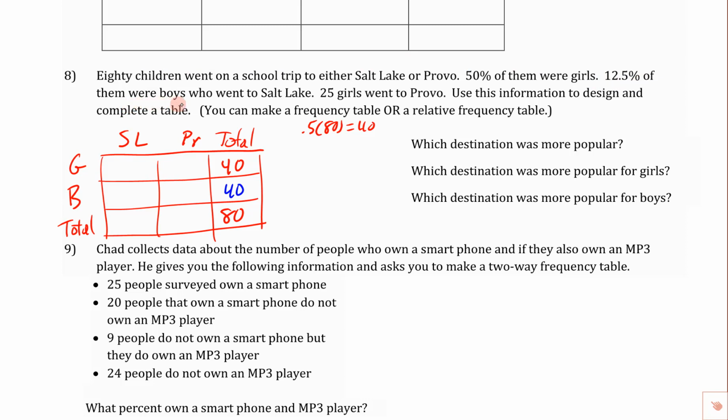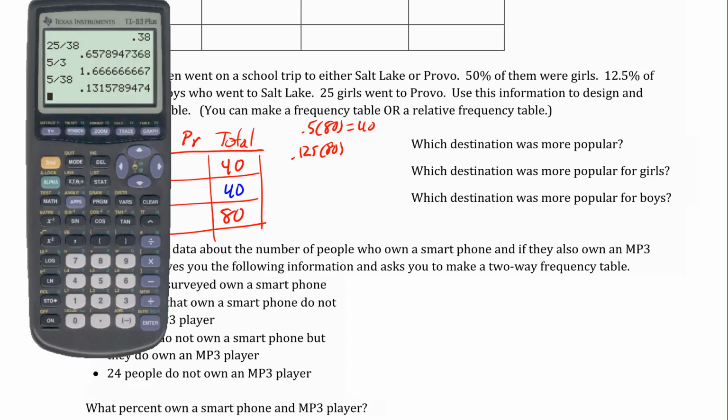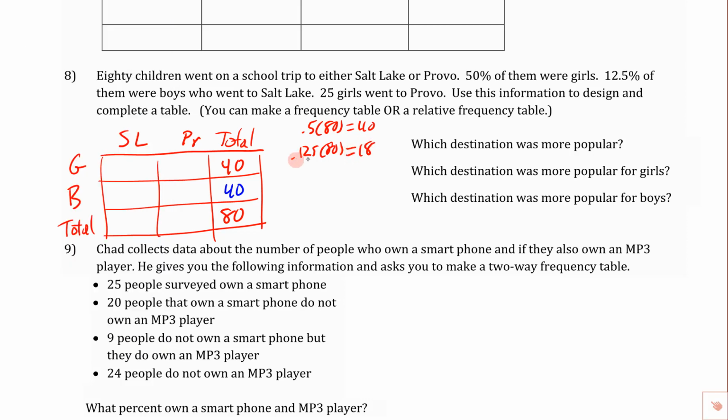12.5% of them were boys who went to Salt Lake City. Okay, 12.5%. I'm going to move the decimal over, so this is going to be 0.125 times 80. I'm going to grab the calculator and figure that out. I am hoping that a couple of you recognize 0.125. That was one of those common rational numbers that we talked about in 7th grade. So times 80, this ends up being 10. 0.125 is an eighth, so an eighth of 80, we'd expect that to be 10. And again, those were boys who went to Salt Lake. So that's going to be a 10 right here.